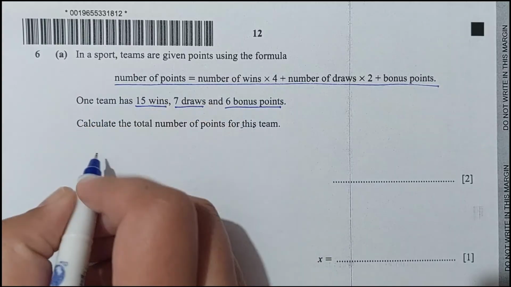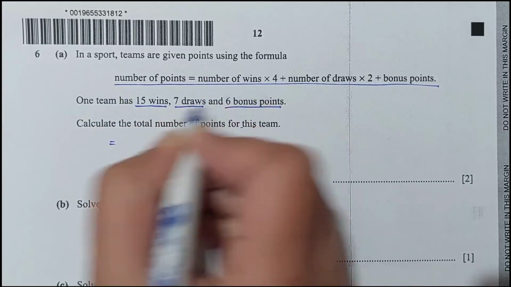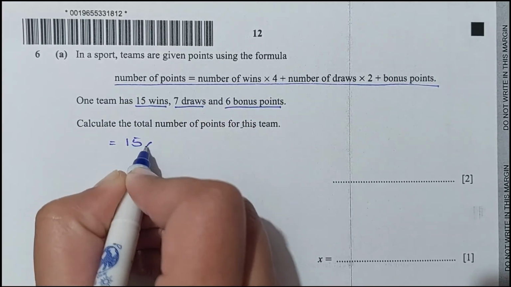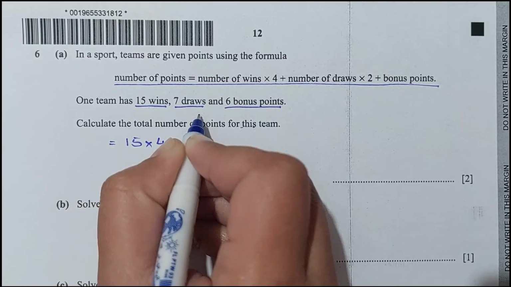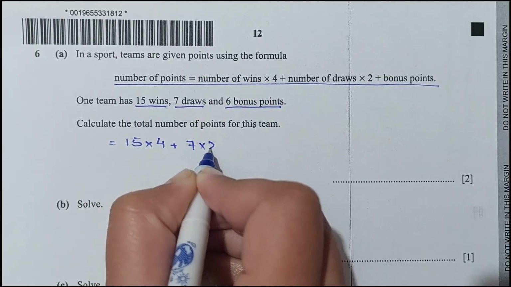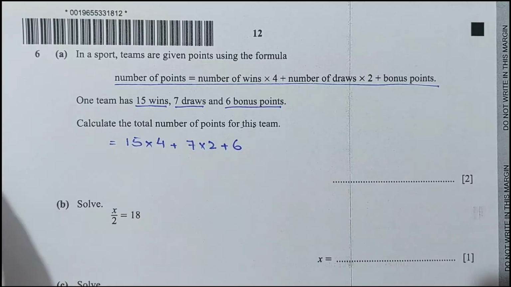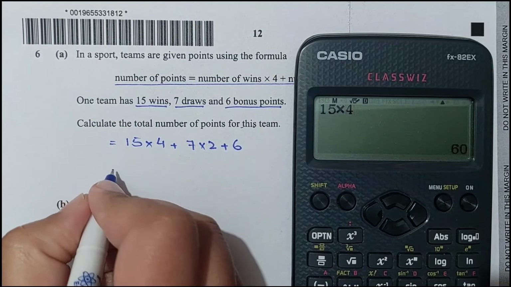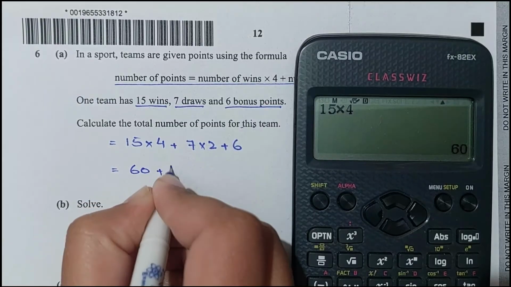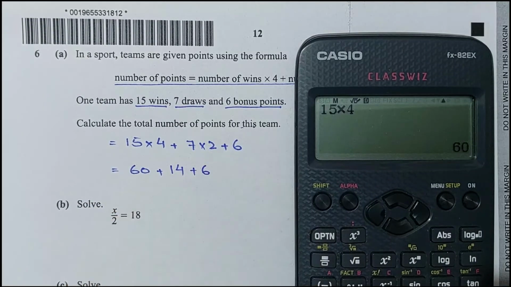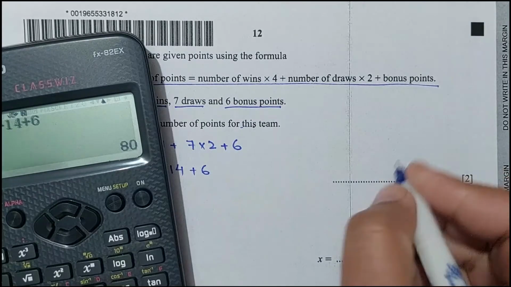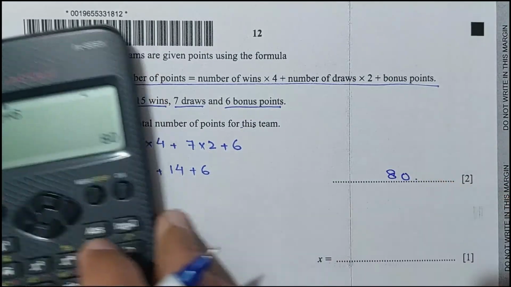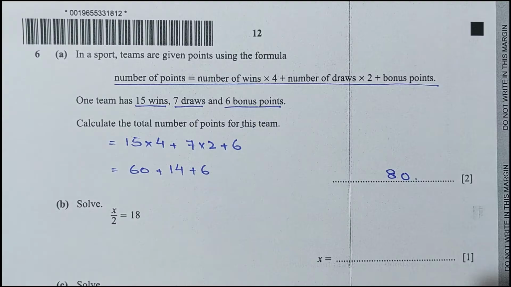Okay, the total number of points would be number of wins, 15 are the wins, times it by 4, plus number of draws, 7, times it by 2, plus the bonus point, which is 6. Alright. 15 times 4 is 60. 7 times 2 is 14, plus 6. 60 plus 14 plus 6 would be 80. So the number of points for this team is 80.